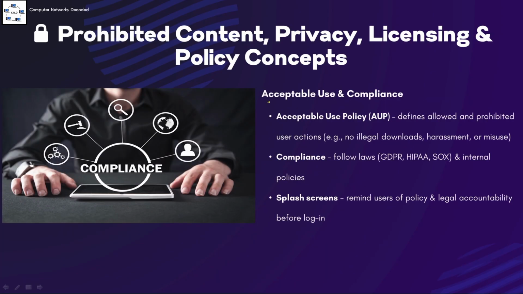So next is the acceptable use and compliance. So what is the acceptable use policy, or AUP? This policy defines what are allowed and what are not allowed user actions. For example, the user may be restricted from downloading, they may be prohibited from harassment of co-workers, and similarly misuse of the equipment as well as applications.